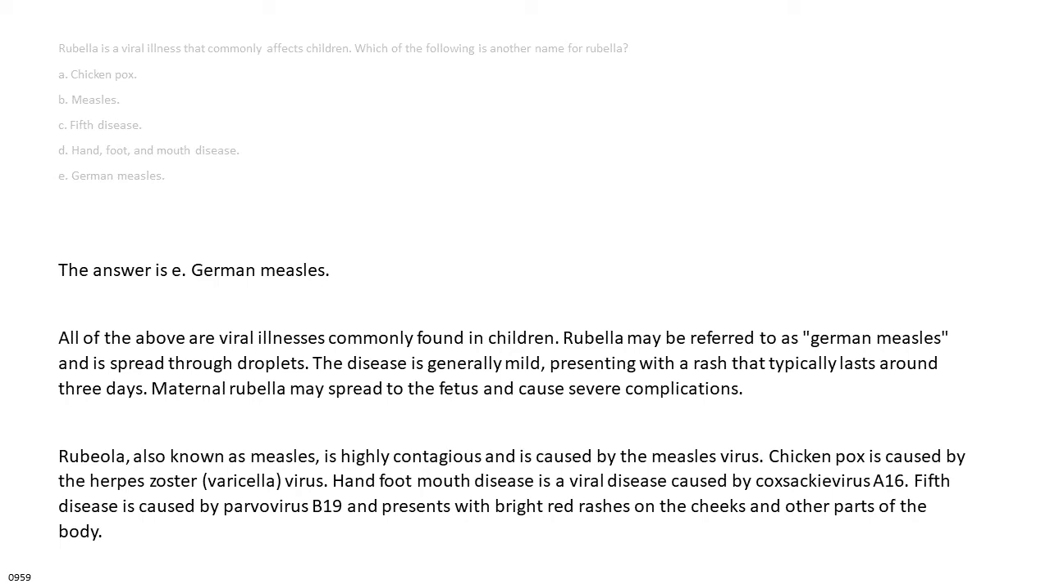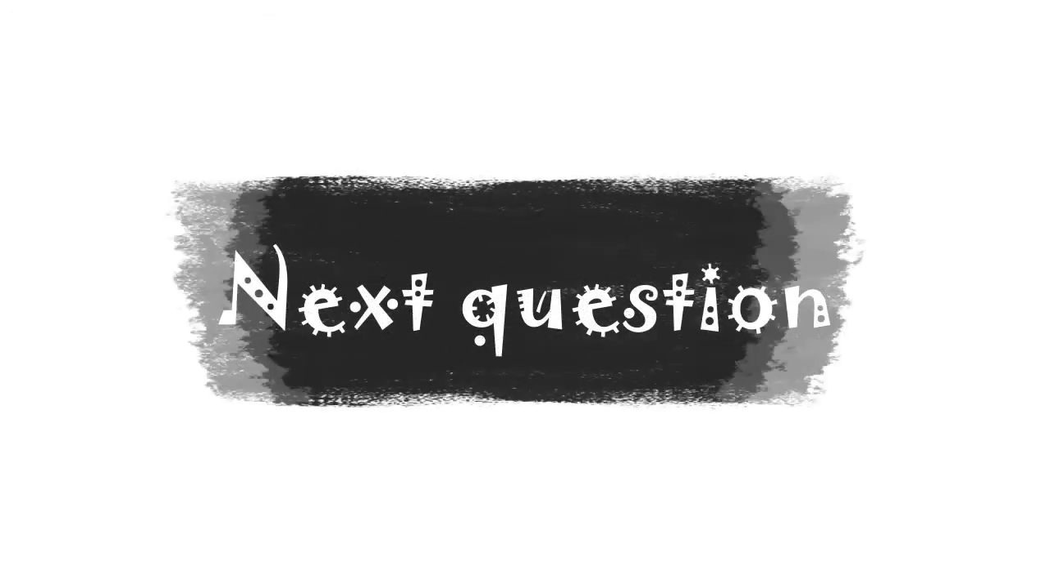Rubeola, also known as measles, is highly contagious and is caused by the measles virus. Chickenpox is caused by the herpes zoster, varicella, virus. Hand-foot-mouth disease is a viral disease caused by Coxsackie virus A16. Fifth disease is caused by parvovirus B19 and presents with bright red rashes on the cheeks and other parts of the body.